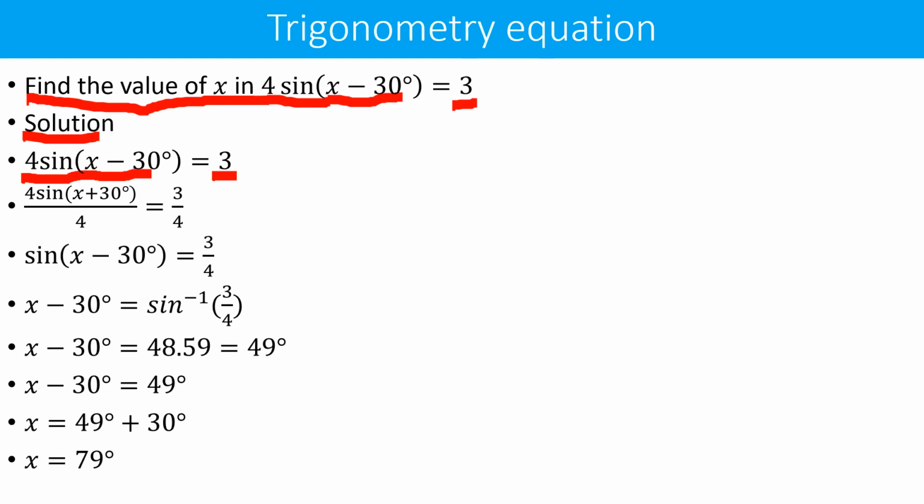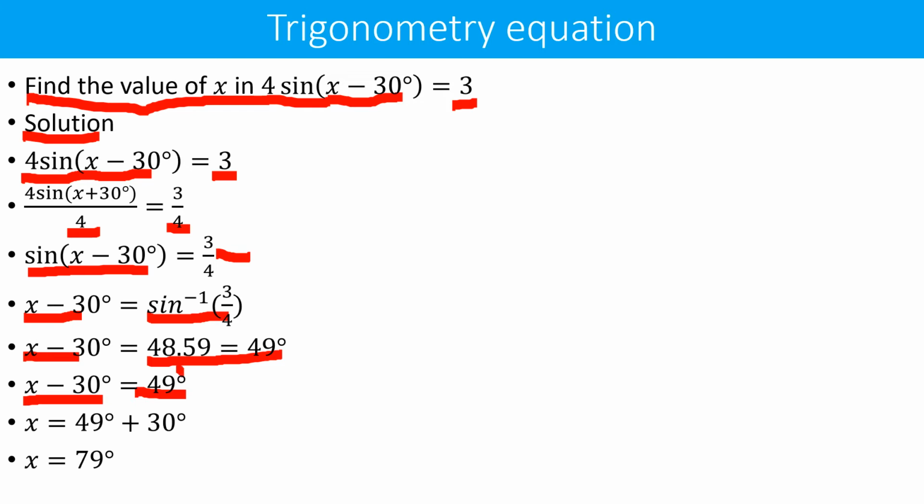When we have 4 sin(x minus 30 degrees) equals 3, first divide both sides by 4. So you get sin(x minus 30 degrees) equals 3/4. Then you find the sine inverse of both sides. So x minus 30 degrees equals sine inverse of 3/4, which is 48.59, which is approximately 49. So x minus 30 degrees equals 49.